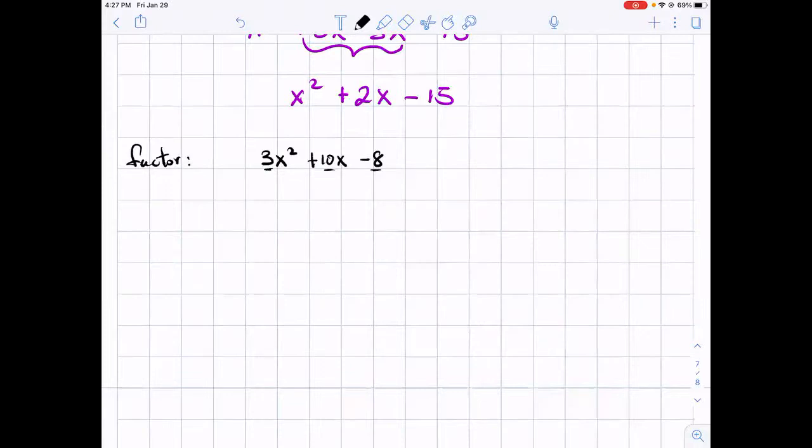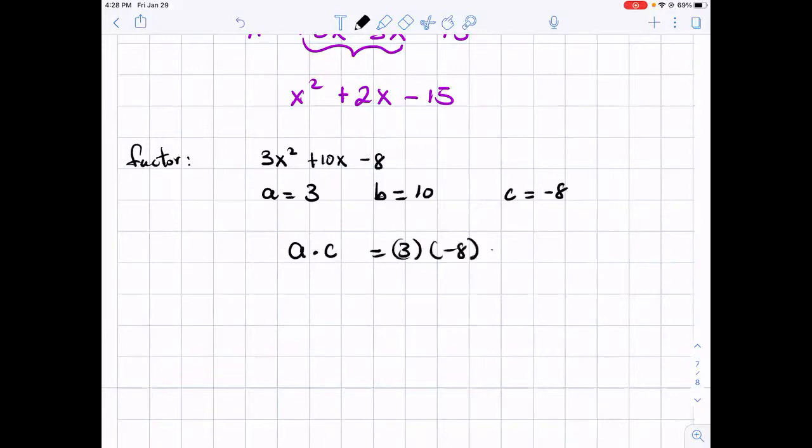And if you look at it carefully, you will see that this is quadratic. The highest power is a 2, followed by a 1, followed by x to the 0 power. This is quadratic. So, if it is quadratic, a is equal to 3, b is equal to 10, and c is equal to minus 8. Okay? Remember, we always multiply a times c, which is 3 times minus 8, and that is equal to minus 24.